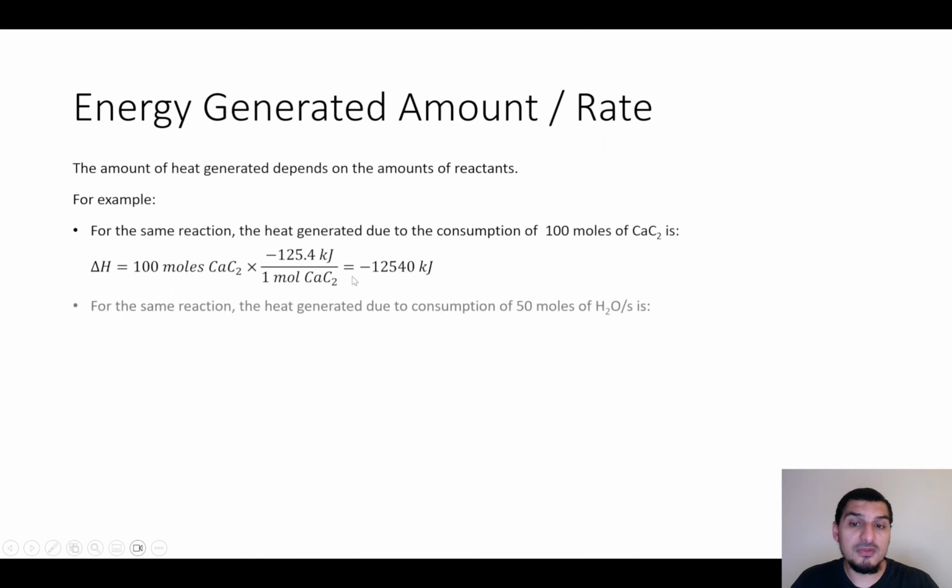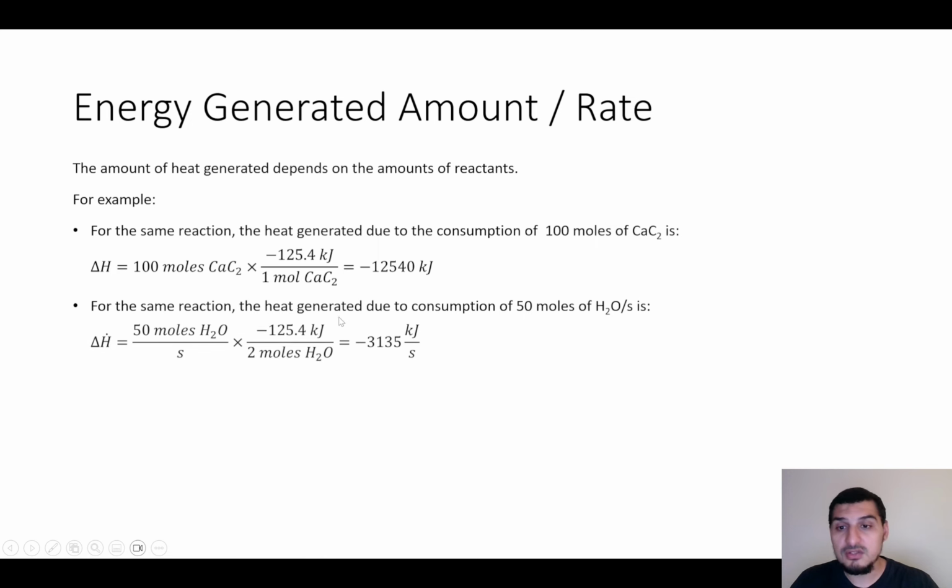It can be applied for rates too. If I say that the heat generated is due to consumption of 50 moles of water per second, so I know that this is 50 moles per second, and this is the energy per 2 moles of water. This gives us the total energy in kilojoules per second, or the rate of energy production.